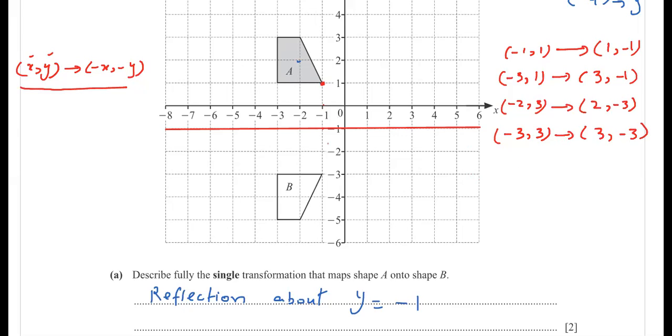Now draw these new coordinates, which will be the rotation of 180 degrees about 0, 0. So let's do it. This is x = 1, y = -1, the first point. In the same way, 3, -1 will be here. 2, -3 is here. And 3, -3 is here. So we can join them. You can see this rotation is done.